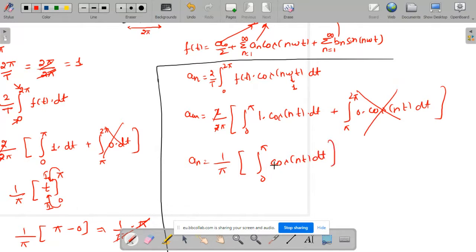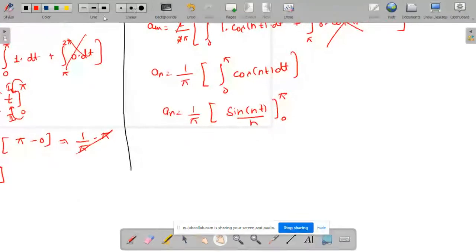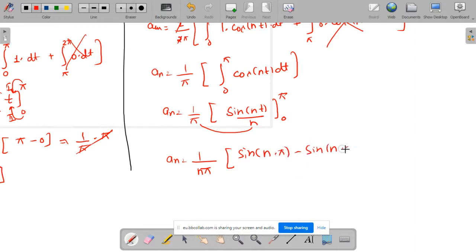And in chapter number 1, we have seen what is the integration of cos. Integration of cos is sine nt, and then 0 to pi, divided by n, because n is extra here. Now put the value of pi in place of t. In place of t, put the value of pi, and I am taking this n outside, so it becomes 1 by n pi. So sine n multiplied by pi minus sine n multiplied by 0.